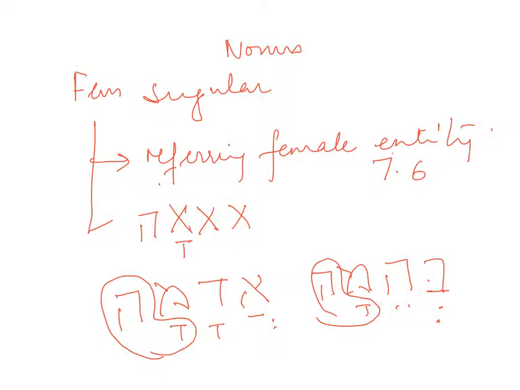So remember the two rules that I've taught you so far for feminine singular. Let me repeat that again. Singular. If it's referring to a female entity, it is feminine. If it's ending with a kamatse, then it's a feminine singular. All right. If it's ending with kamatse, the noun, it is a feminine singular. Very important.